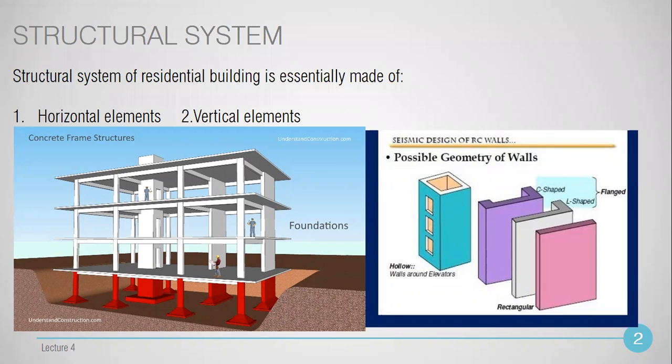What about walls? We'll discuss walls more deeply in the next slides. But now, walls can be bearing and non-bearing. They can be divided according to the materials they are made of: hard materials like reinforced concrete, or masonry materials, from bricks, from blocks, from stones, and so on.